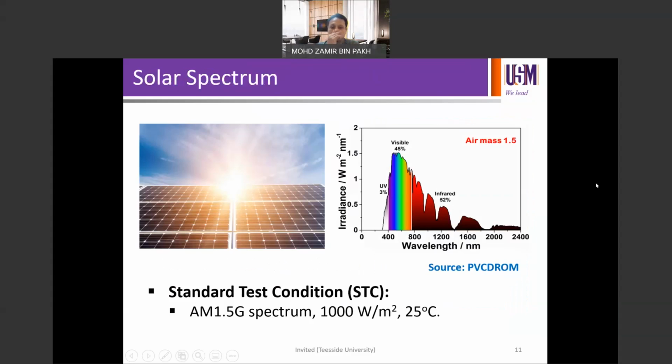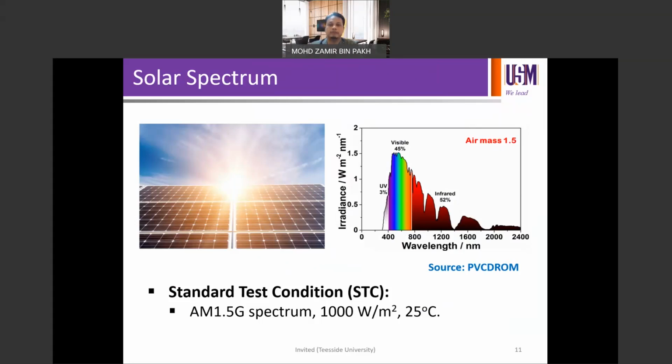So this is our solar spectrum. We normally see sunlight every day, but I'm not sure whether you have ever looked at this solar spectrum. On the right hand side, you can see our solar spectrum. We call it the AM 1.5G solar spectrum, which is composed of 3% UV, 45% visible light, and 52% infrared. So we have quite a broad range of illumination.